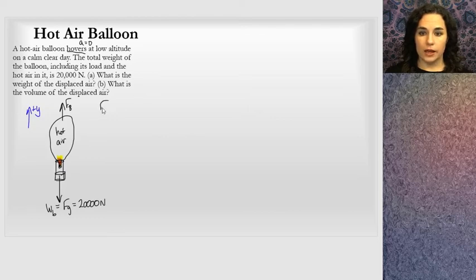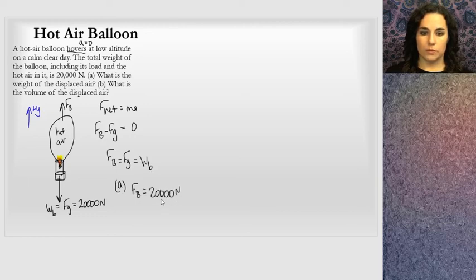And I know that F net has to equal ma. In this situation, we know that it's not accelerating. There's a buoyant force upward minus the gravitational force downward. And this equation gives us that the buoyant force has to equal the gravitational force on the balloon, which we know is the weight of the balloon and all its contents. So that looks like the answer for A. The buoyant force is the weight of the balloon, so I'm going to say that the buoyant force equals 20,000 newtons. Okay, so there was part A. I'm going to do part B over here.